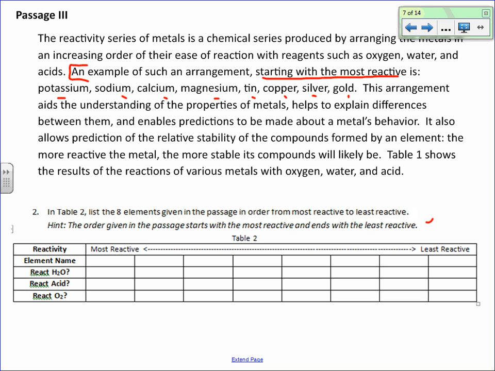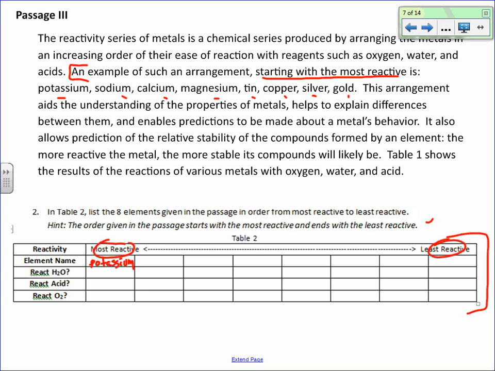So what you want to do right now is take a look at your table. In table 2, should the most reactive one go on the far left or on the far right? Left, because it says most reactive on this side to least reactive on this side. So we'll start with the most reactive one. What is the most reactive element we're looking at here? Potassium. Good, because it's the first one in our list. So you'll fill in potassium.